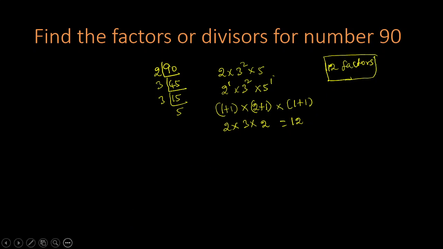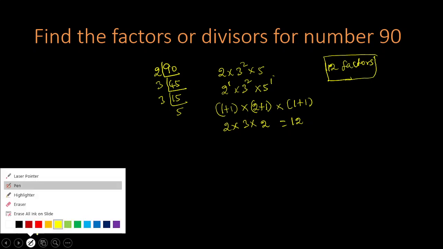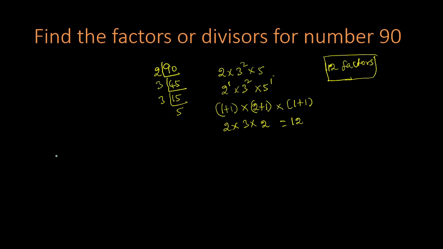Now, what are the factors here? How will you identify the factors? To identify the factors, we have to start spanning the powers. For example, what is the maximum power of 2 here? The maximum power of 2 is 1, so 2 to the power of 1. The power of 2 can span minimum from 2 to the power of 0, and maximum 2 to the power of 1.